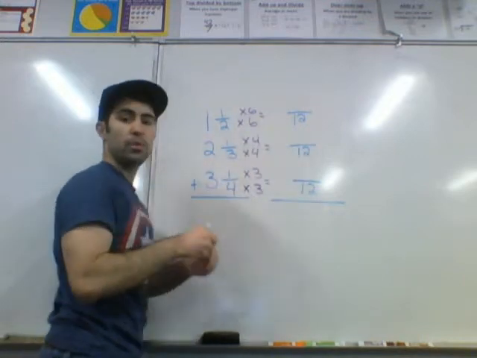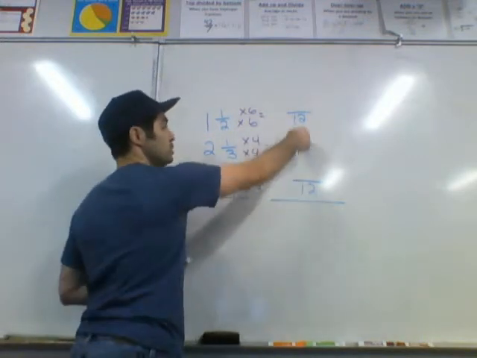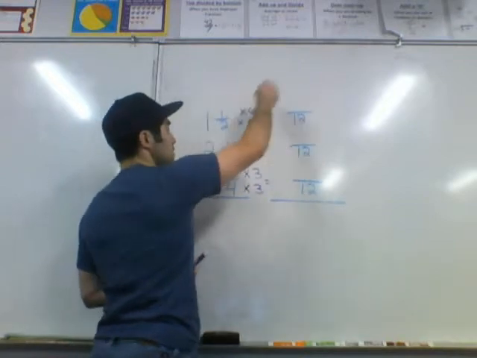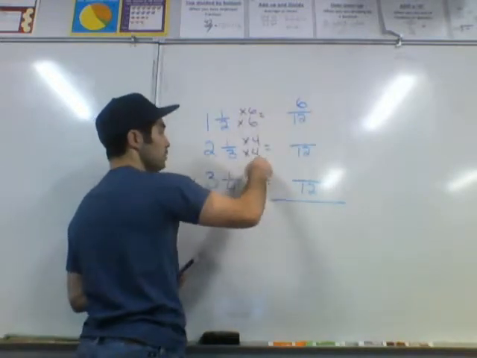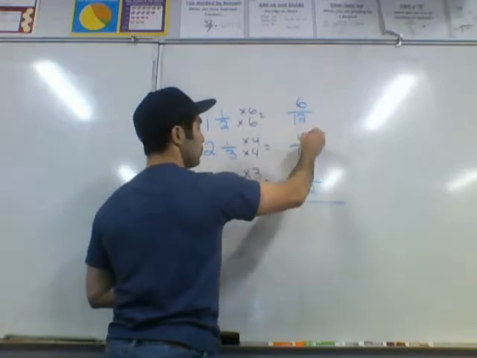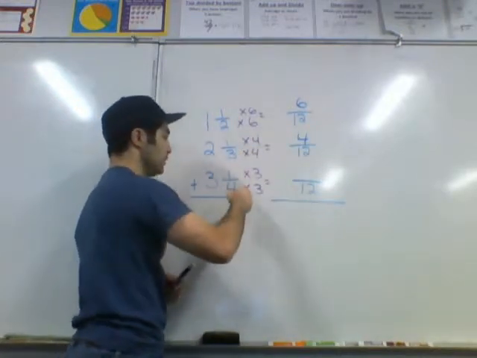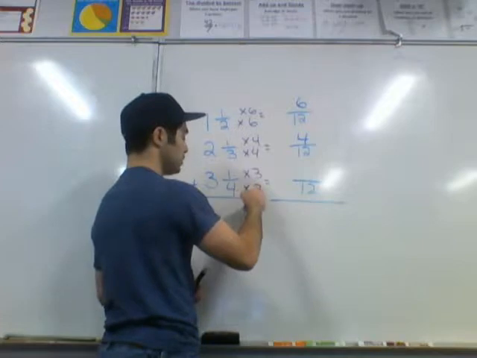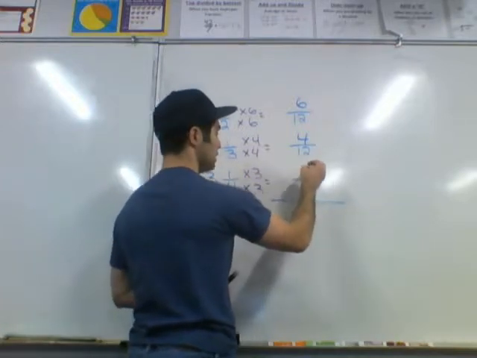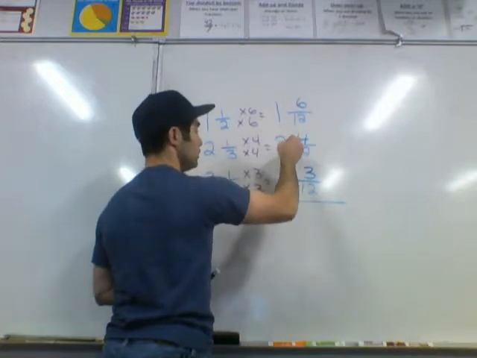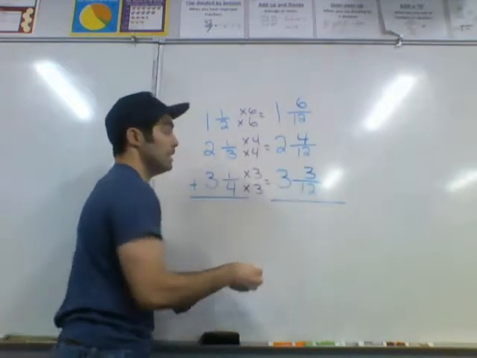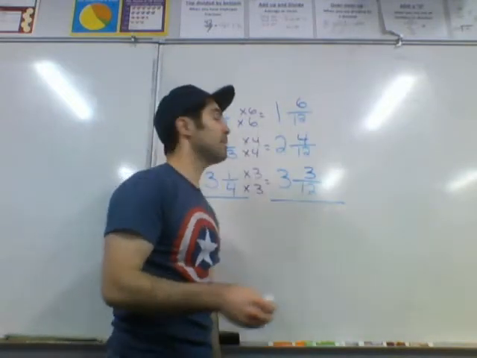Now I can multiply across and find my numerators. 1 times 6 is 6. 6/12 equals 1/2. That works. 3 times 4 is 12. 1 times 4 is 4. 4/12 equals 1/3. 4 times 3 is 12. 1 times 3 is 3. Don't forget your whole numbers. 1, 2, 3. Now we have a common denominator, and I can add these up.